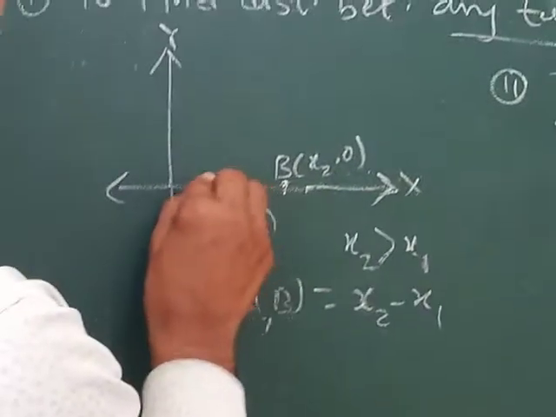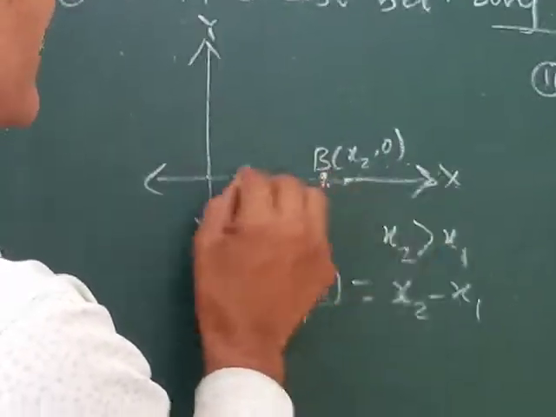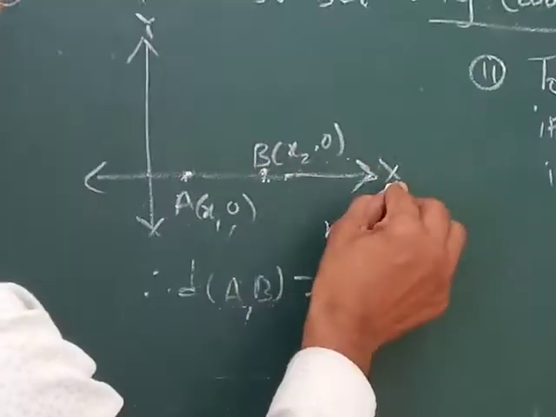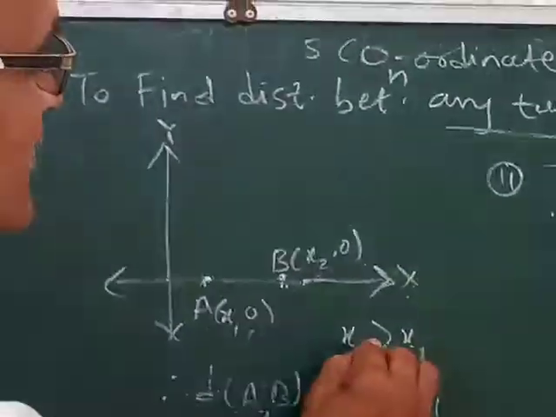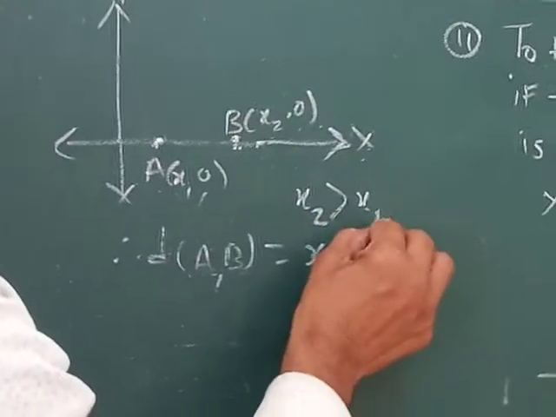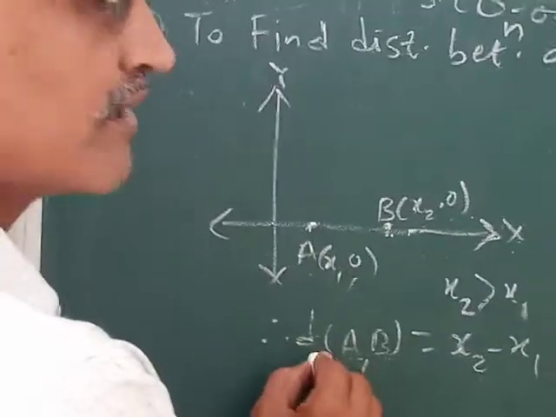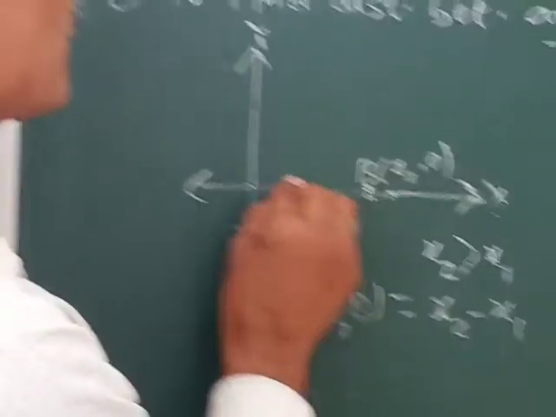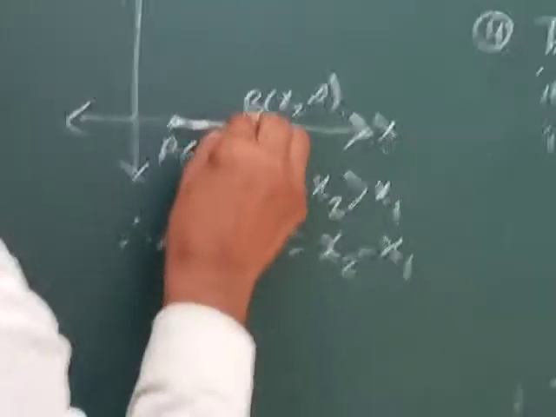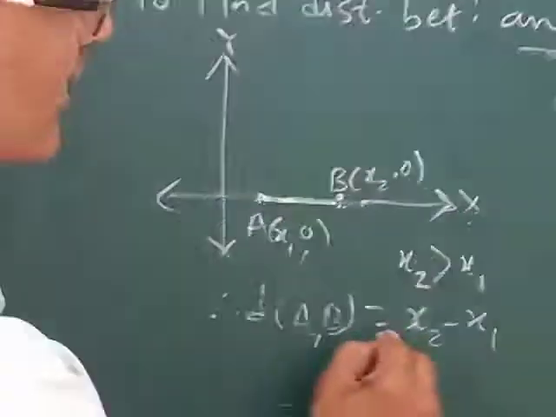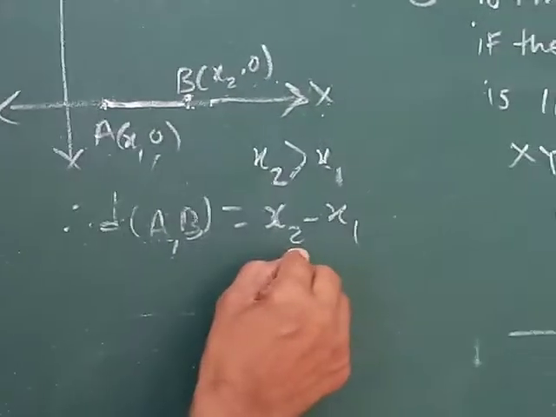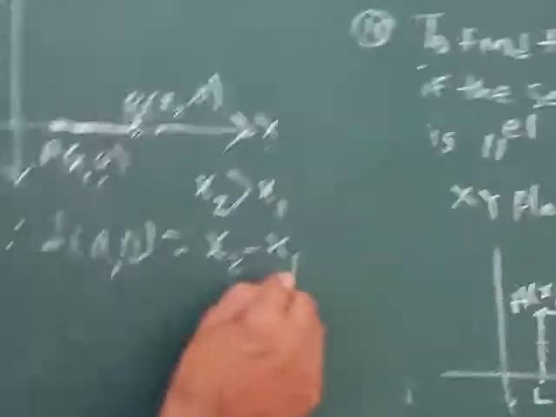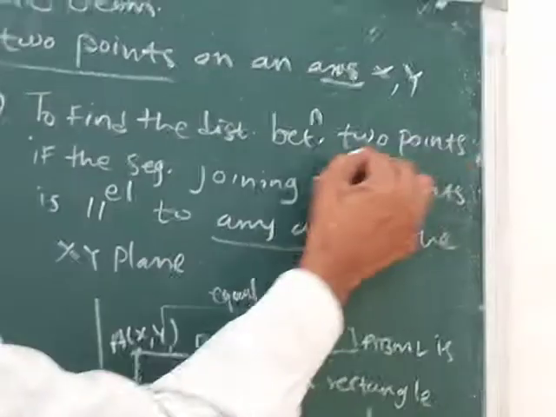Here we observe that both points A and B are present on the x-axis. In the first condition, x2 is greater than x1. Therefore, the distance between points A and B is found by taking the greater number, x2, minus the smaller, so the difference is x2 minus x1. In this way, we find the distance between the two points.